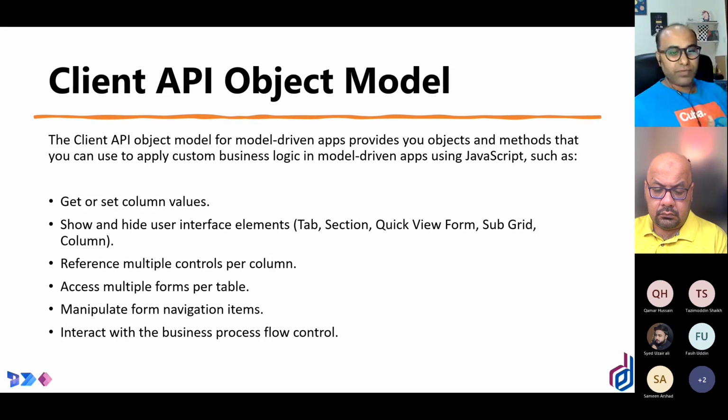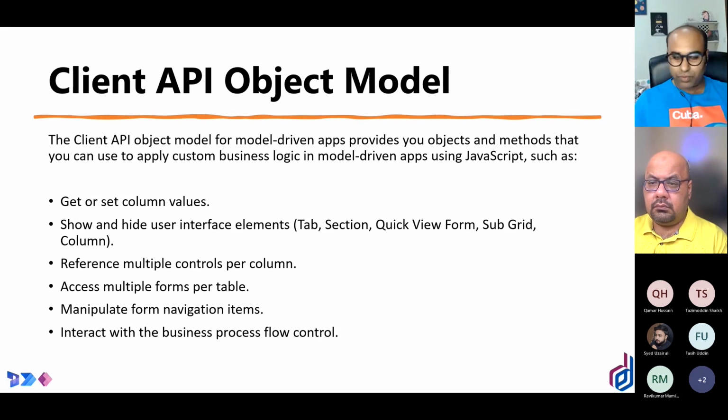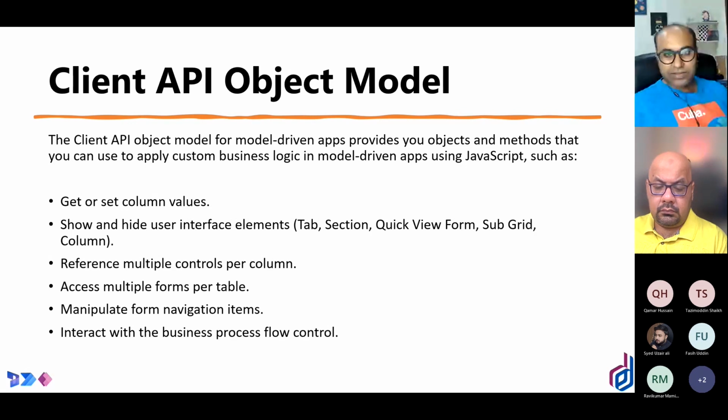We can access multiple forms, as I explained in my last video, that we can have multiple forms, let's say for different teams on the same table. We can switch between these forms using JavaScript code. It could be any logic. Let's say if our customer type is B2B, we have a certain form. If the user changes the type to C2C, we switch to the C2C form, which will have a different layout or set of fields. That is something we can do. We can play with the navigation items, and also we can interact with the business process flow. I'll show you what I mean by the business process flow control.